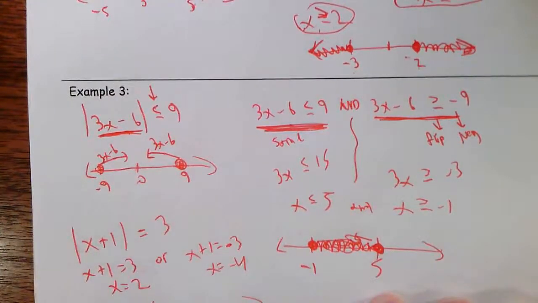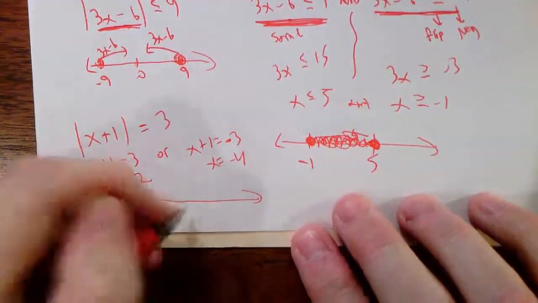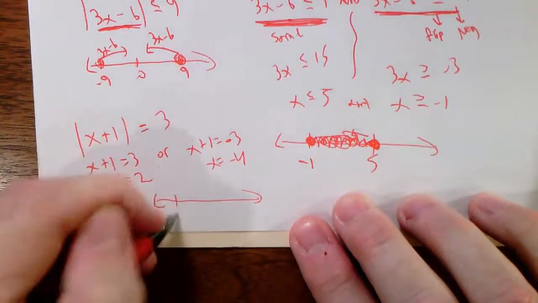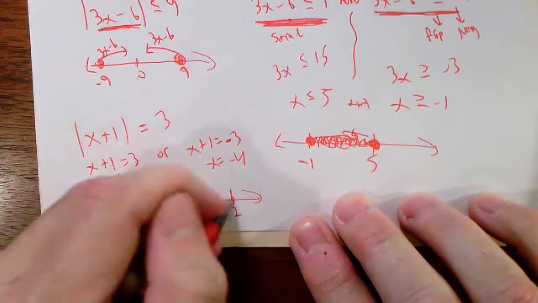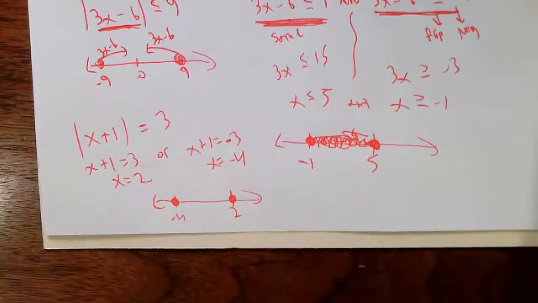And to graph an equal sign, you simply put a dot at the number. So my numbers are negative 4 and 2. I put a dot at negative 4 and a dot at 2. That's my solution, no other number, so I don't shade the rest of the line.